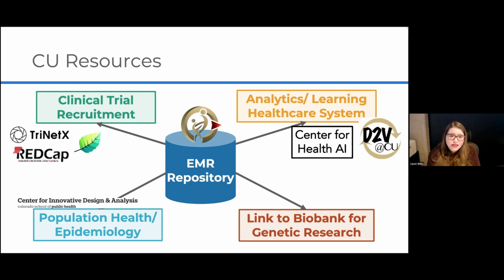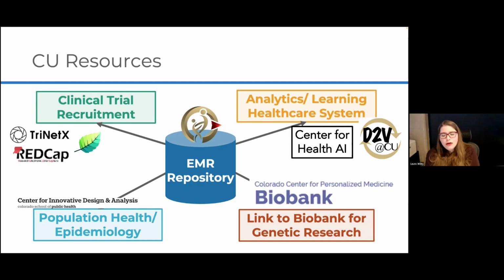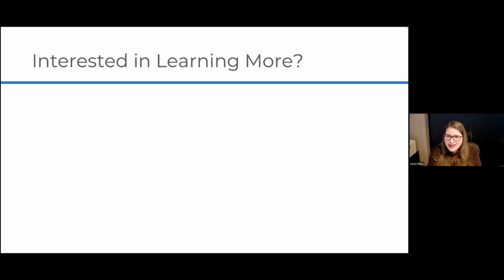In terms of learning health system and analytics, we have the Data Science to Value program, the D2V program, the new Center for Health AI, and the Department of Biomedical Informatics. Lots of great folks who can do really advanced modeling with EHR data. And like I've been alluding to throughout the talk, the Colorado Center for Personalized Medicine Biobank is a huge resource for campus to be able to do genomic research. If you want to learn more skills, more than just this quick breeze, I do have a number of resources available.